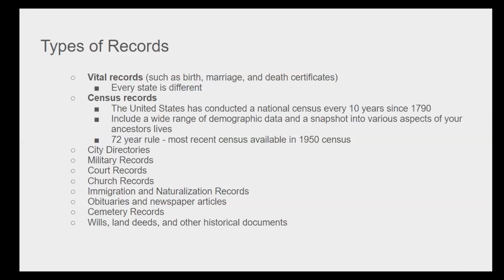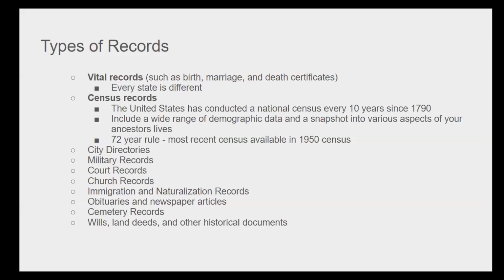Census records are the next significant type of record that you'll utilize to trace your ancestors. And the United States has conducted a national census every 10 years since 1790. So census records include a broad array of demographic information, and they can provide a really interesting snapshot of your ancestors' lives. So there is a 72-year rule, and that mandates restricted access to census data for 72 years after enumeration, and this is to protect the privacy of living individuals.